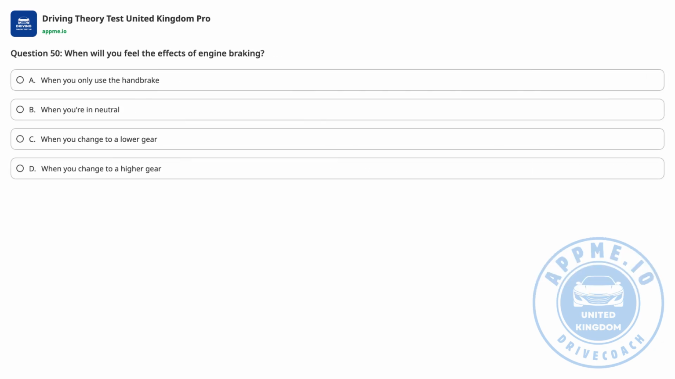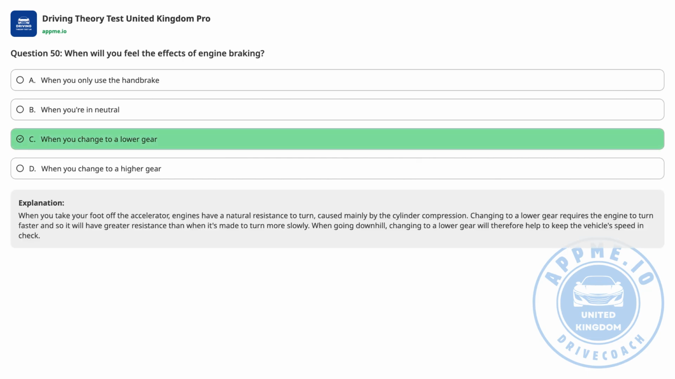Question 50. When will you feel the effects of engine braking? A. When you only use the handbrake. B. When you're in neutral. C. When you change to a lower gear. D. When you change to a higher gear. The correct answer is C.